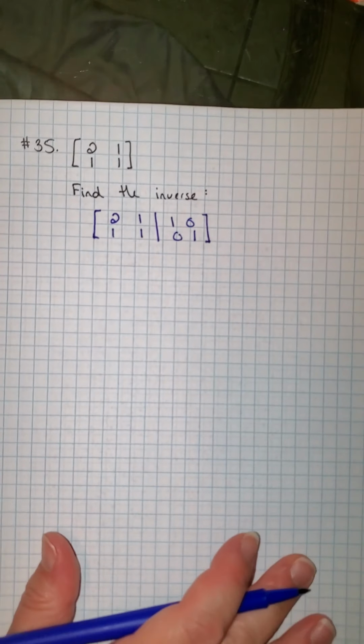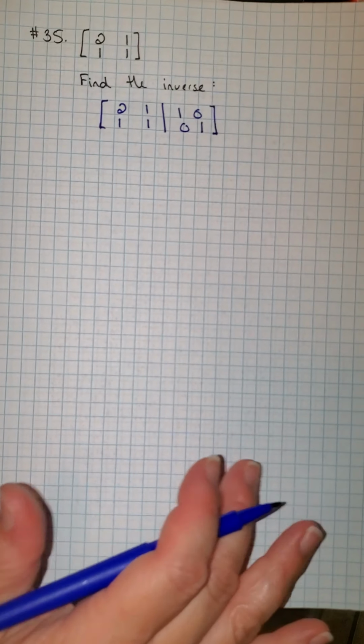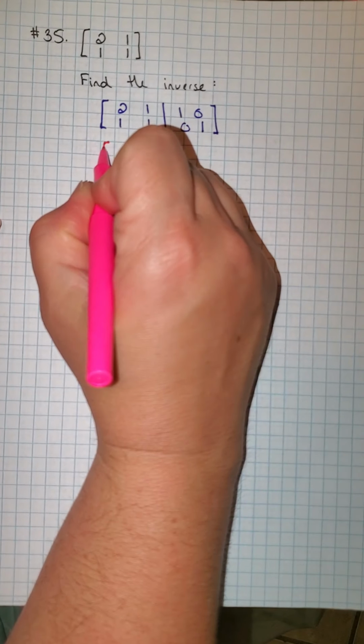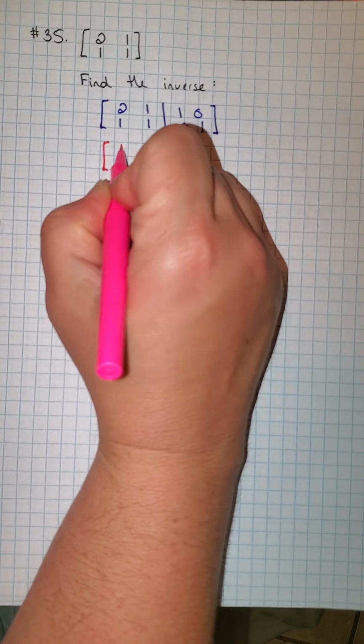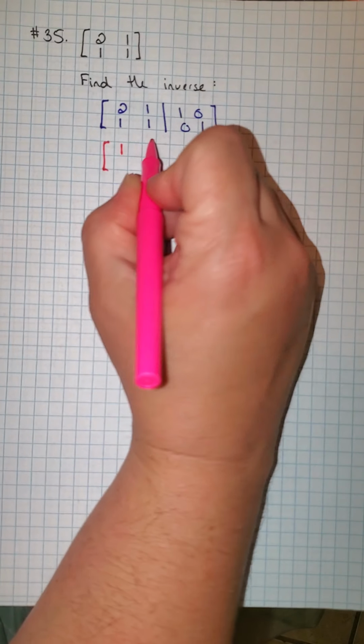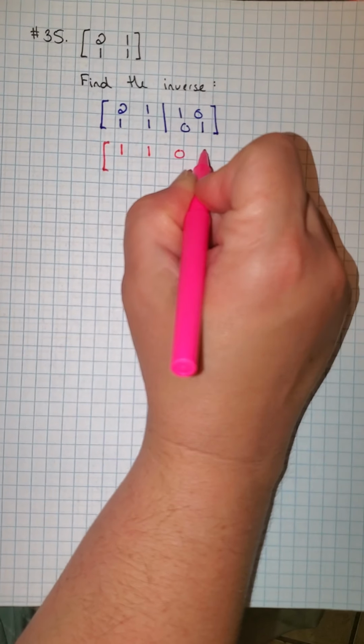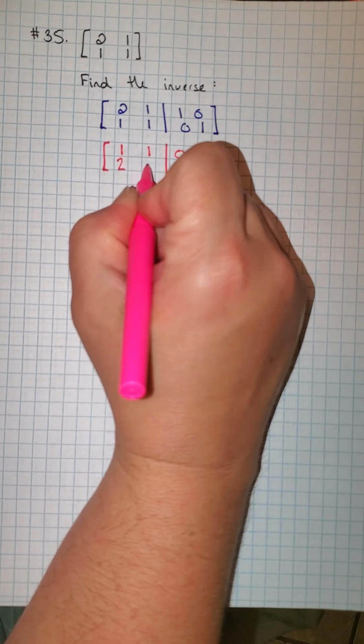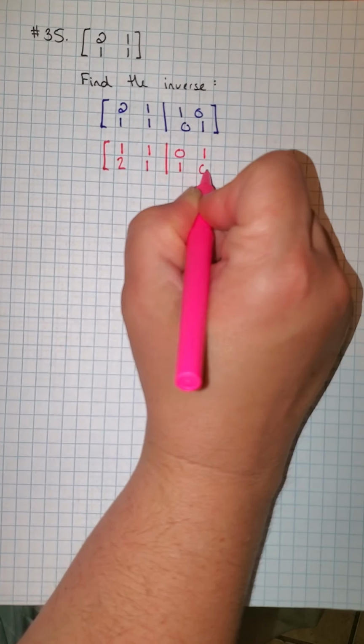First thing I would do is switch the rows because you want 1 in the upper left hand corner. So I'm going to switch them. So 1, 1, and this tags along. So 1, 1, 0, and 1. And then the top becomes 2, 1, 1, and 0.